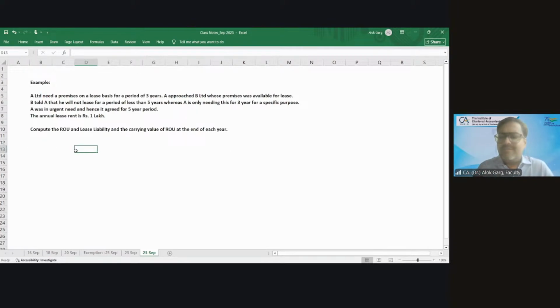Tell me one thing. What is the estimated useful life of this ROU for this A Limited? Means what is the period for which A Limited is expecting to use this asset? 3 years, only for 3 years. Yes, sir. But what is the lease period? What is the lease term in this case? 5 years.